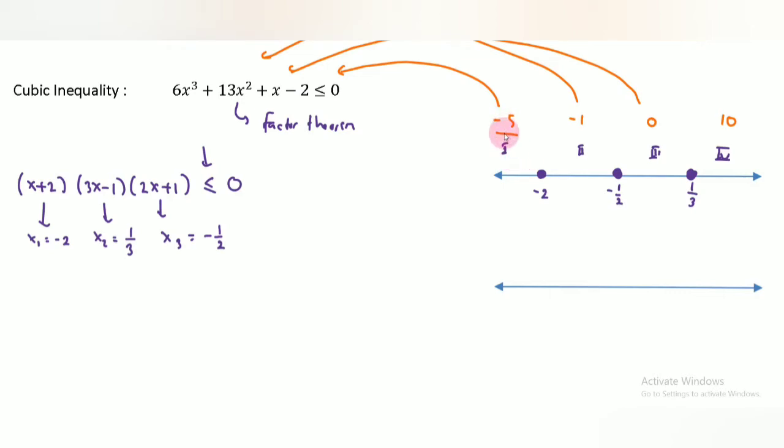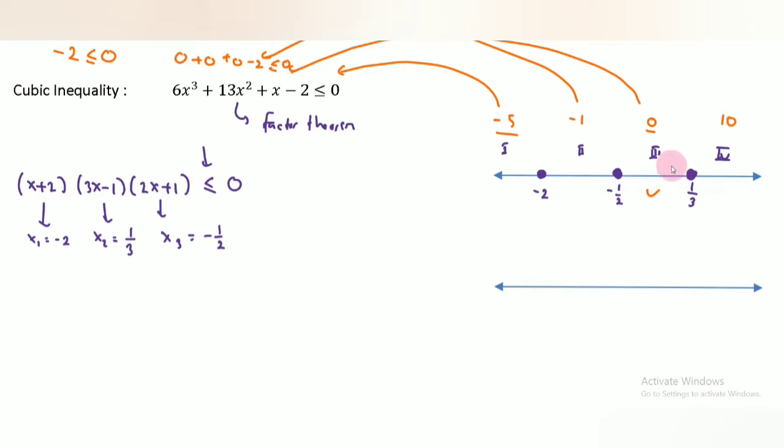So let's just use 0. I like 0 because 0 is easy to calculate. So if I put 0 into this inequality, I will have 0 plus 0 plus 0 minus 2 less than or equal to 0. It means the last statement will be -2 less than or equal to 0, which satisfies the inequality. So actually, yes, it satisfies.